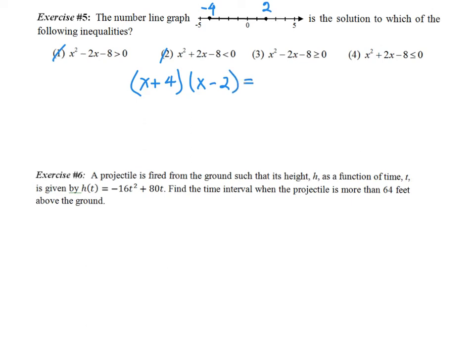So if I set that equal to 0, I would have x squared, multiplying this out by double distribution, plus 4x minus 2x minus 8.